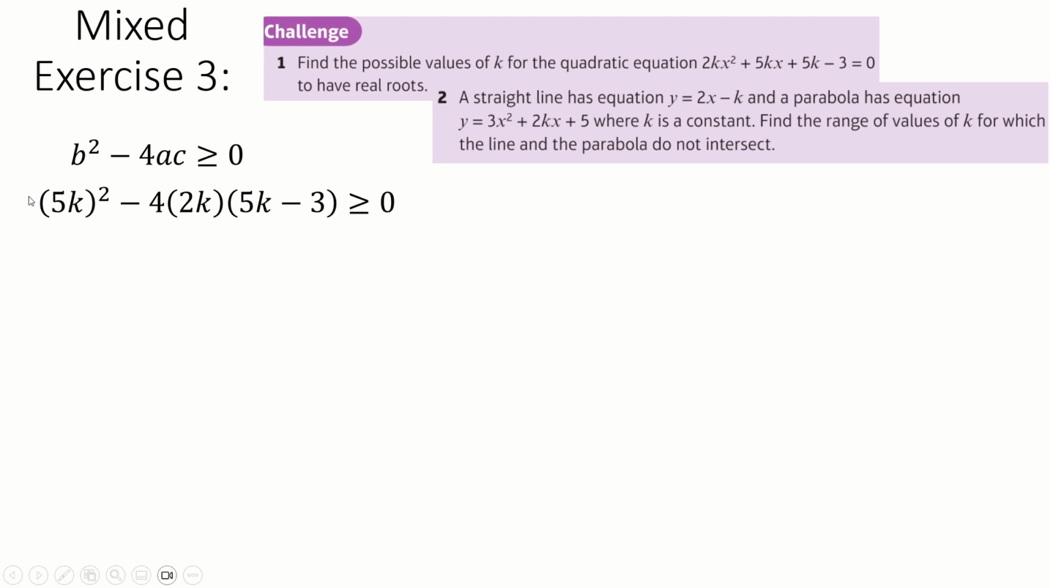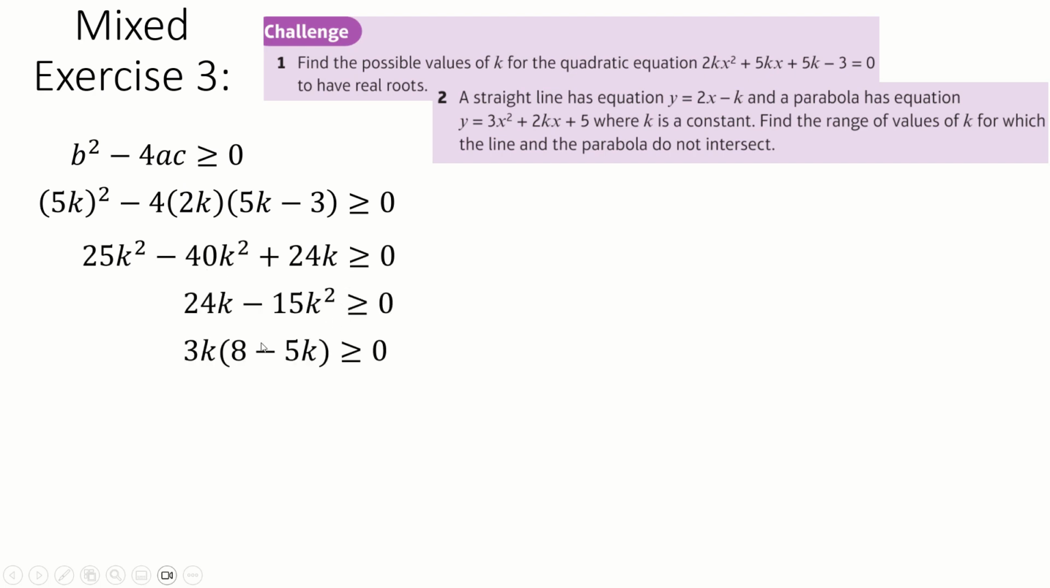5k squared, I'll say it again, is 25k squared. So that's that. Expand this out, you get this. Those two things go together to make minus 15k squared. And you can factorize this to look like this. Now, the critical values here are clearly when k is 0, and when k is, just solve this bracket for 0, it's when it's, is it 8 over 5? Now, those are critical values.